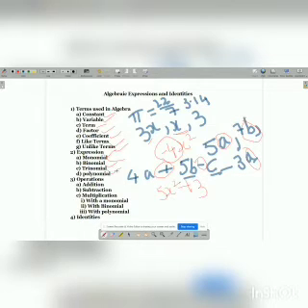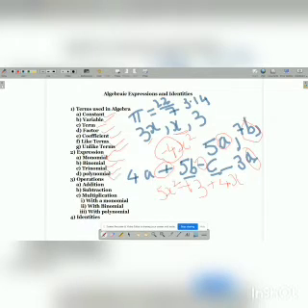Next one is a trinomial. So you can say now the expression having three terms is called a trinomial. If you observe here, 5x square plus 3 plus 4x. How many terms does it have? Three terms. 5x square is one term, 3 is another term, and 4x is another term. So, the expression having three terms is called a trinomial.